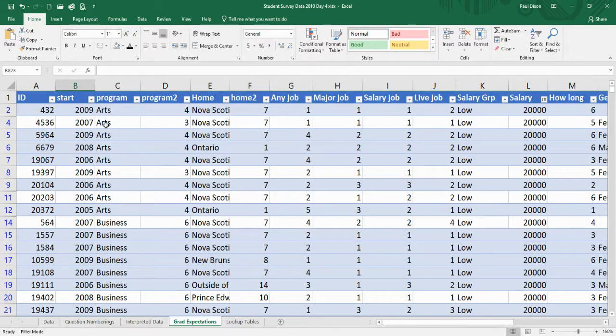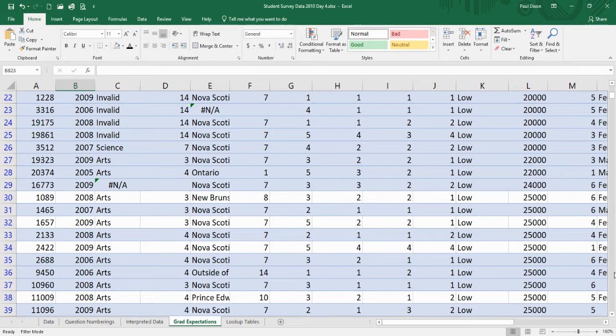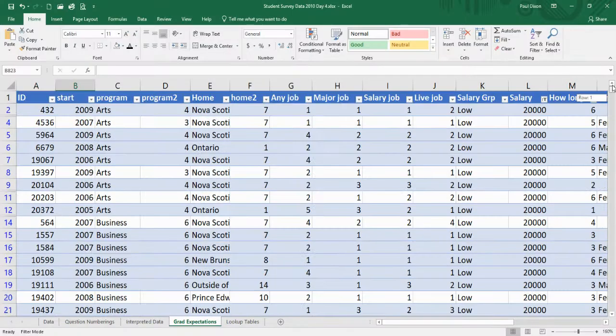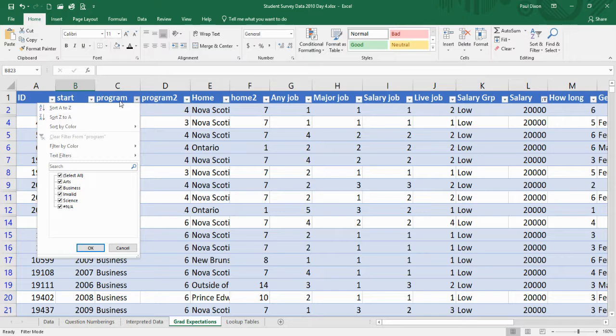That doesn't look right. I have arts and then business, but these are all 20,000s. Oh, it's sorting in the wrong order for me. I want a more complicated sort than this, obviously. Let me go back here. So sorting, I can do one thing at a time. How do I sort by color? That's strange. Oh, what's this?